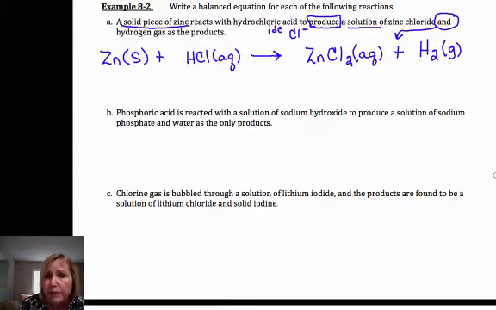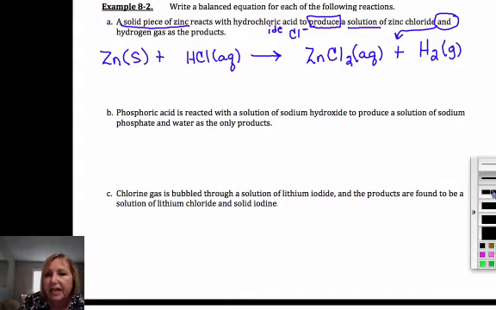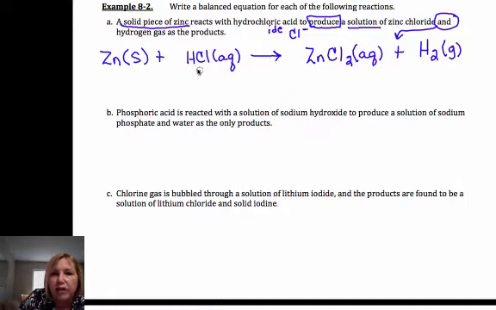I have my formulas written out, but it's not balanced because I have differing numbers of elements on both sides. I have 1 hydrogen on this side and 2 hydrogens on that side, 1 chlorine on this side, 2 on that side. I'm going to leave my zinc for last, then I'm going to leave my diatomic for second to last because putting numbers in front of those doesn't impact any other element. So I'm going to start with my chlorine. I've got 1 here and 2 here.